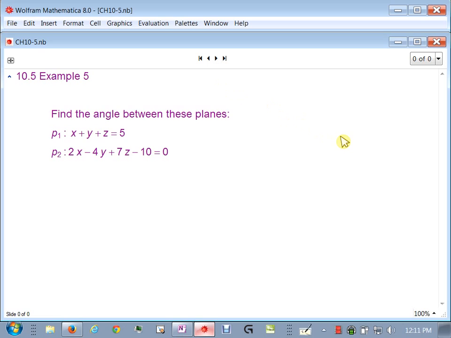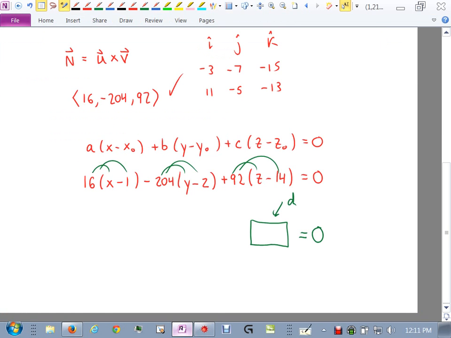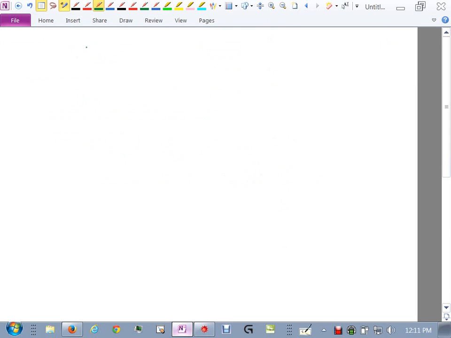Find the angle between these planes. How do we find the angle between the planes then? P1 is x plus y plus z equals 5.